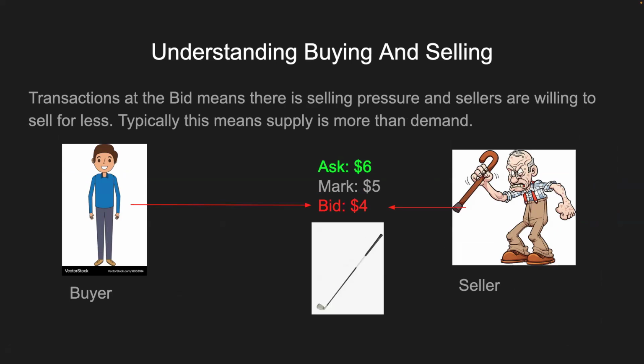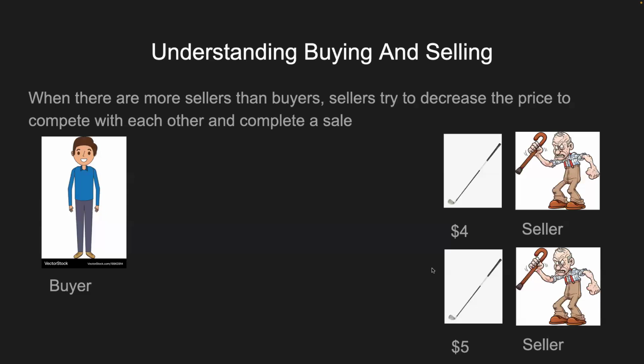The third example was the opposite of this. So transactions at the bid usually means that there is selling pressure and the sellers are willing to sell for less. Typically, this means that the supply is more than the demand, right? So here, our supply is two, but there's only one person willing to buy, right? Only one of these people is going to sell their clubs. So they need to drop the price to make it a better deal for me because they are pressured to sell.